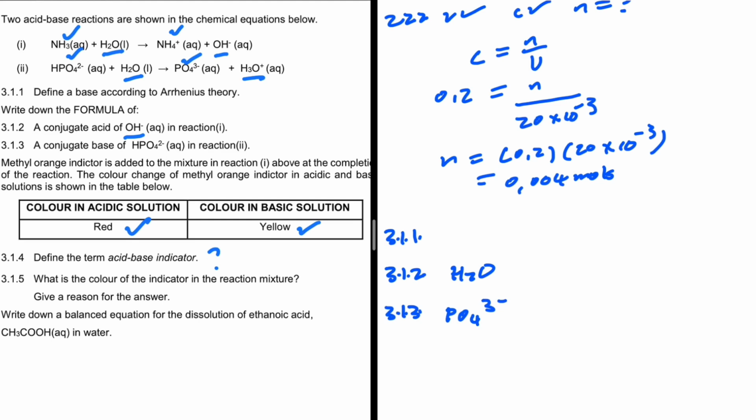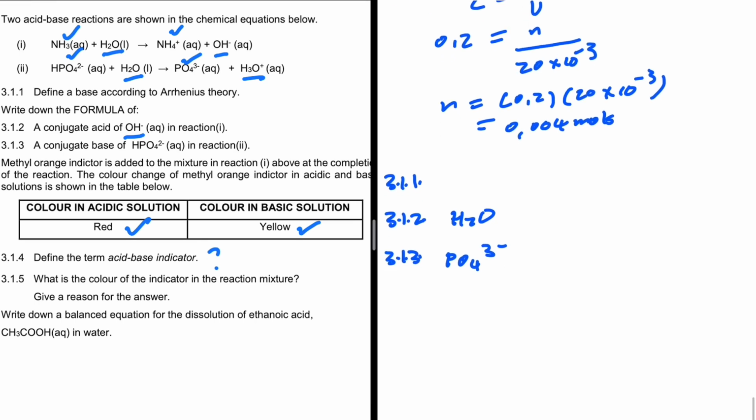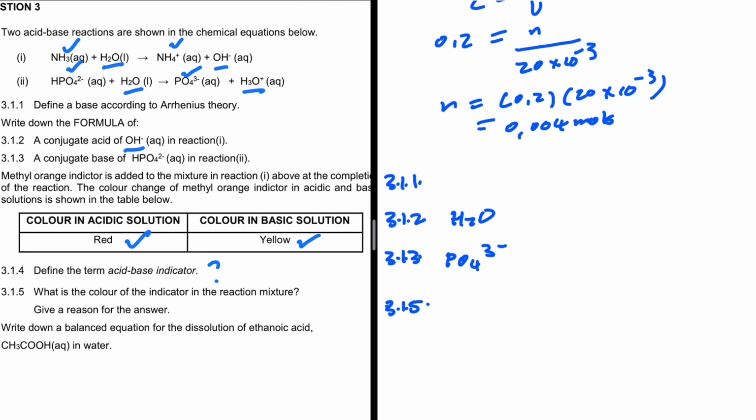That is suitable. That is a good definition, because we need an acid base indicator to change color when a solution becomes acidic or if a solution becomes basic. So if it changes because the concentration of H plus has changed or because the concentration of OH minus has changed, then that is suitable because it is there for acidic or basic. You just need to know what the color change is going to be if it is acidic and what color change it is going to be when it is basic. That is 3.1.4. 3.1.5. What is the color of the indicator in the reaction mixture? Give a reason for the answer.